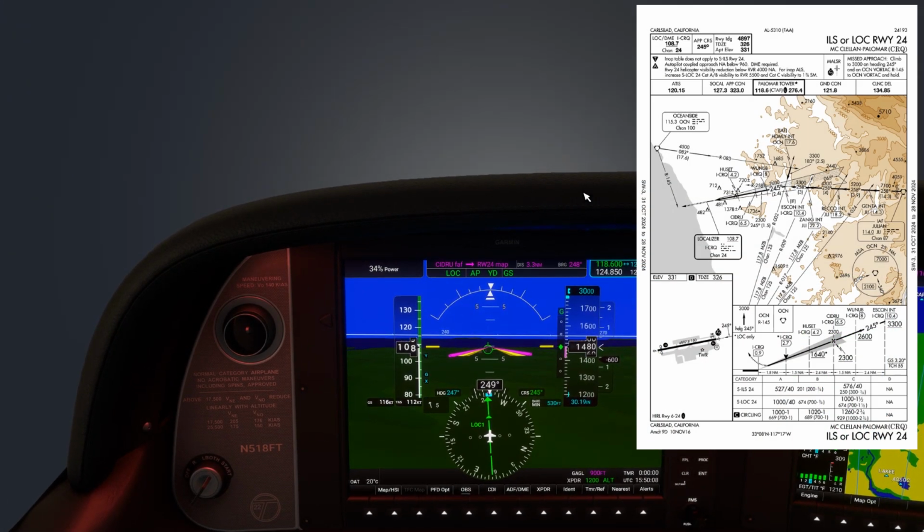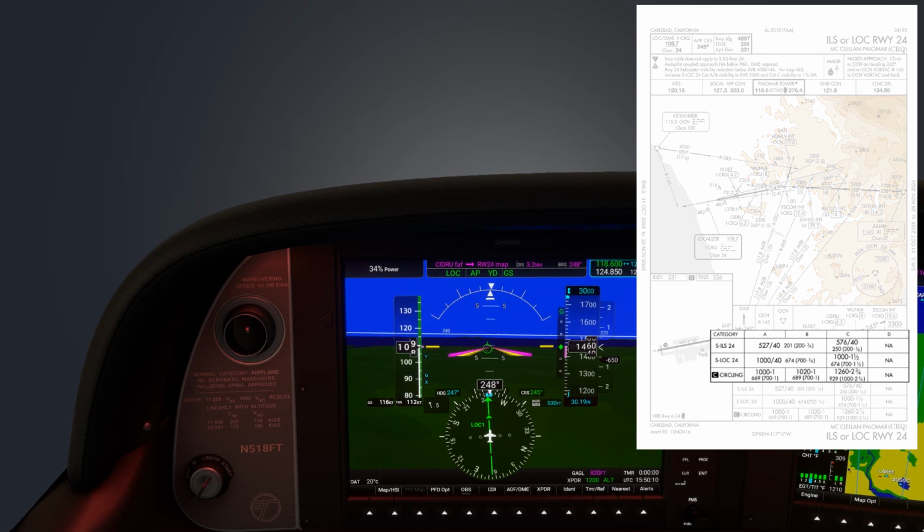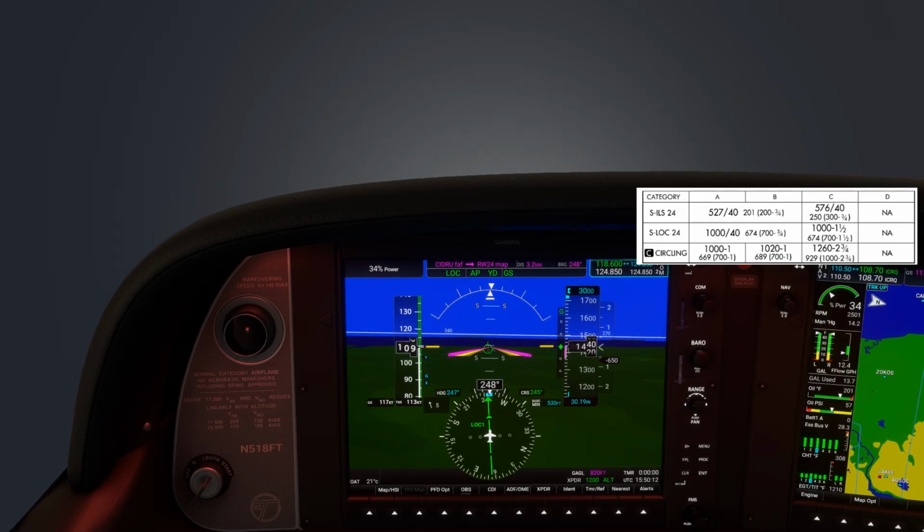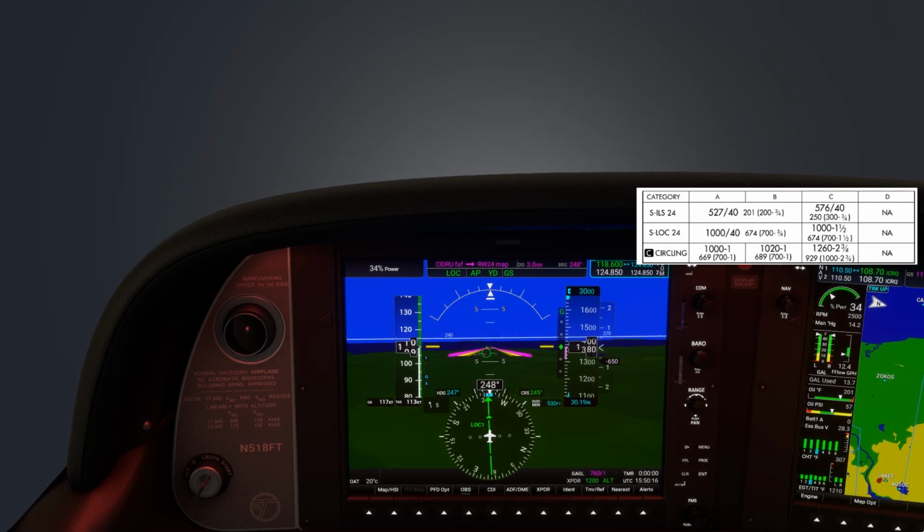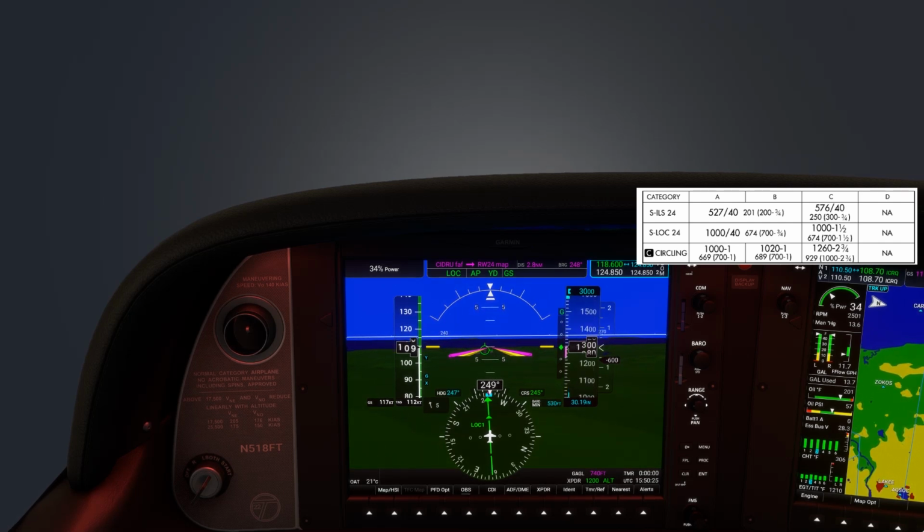An ILS approach, like all precision approaches, comes down to a decision altitude, or DA. This is different than a non-precision approach like the localizer-only version here, which ends in an MDA, minimum descent altitude. Focus on the word minimum. The MDA, as its name implies, is an absolute floor. You can't go below without meeting certain requirements, and many pilots choose to level off with a buffer of 50 or 100 feet or so to prevent accidentally busting it.